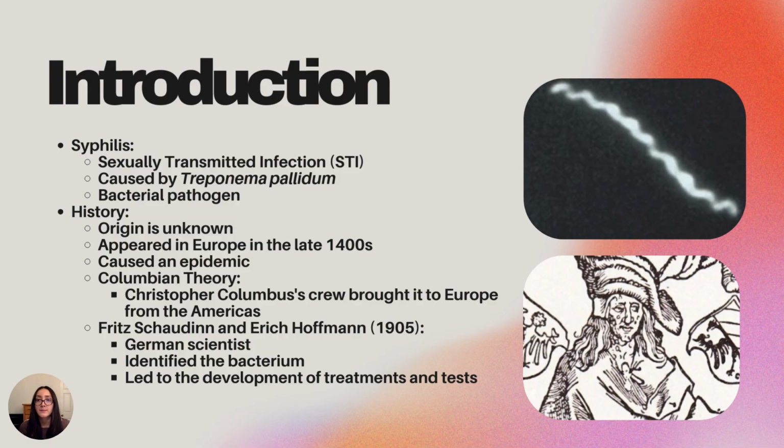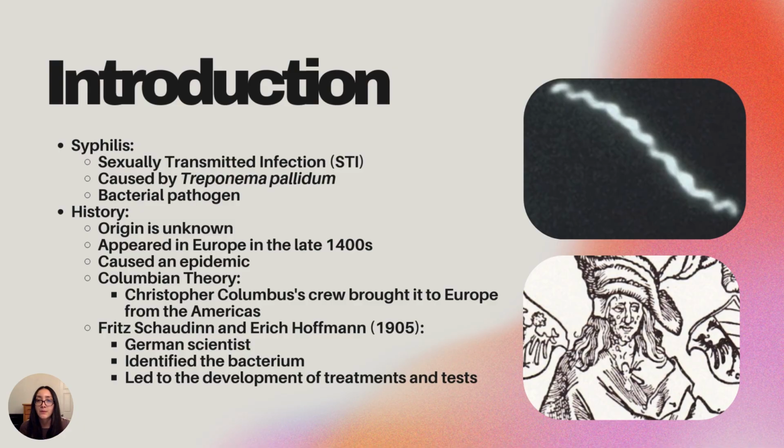The most widely accepted theory of syphilis' origin is the Columbian theory, and this suggests that Christopher Columbus's crew brought it back to Europe from the Americas. And in 1905, two German scientists, Fritz Schaudinn and Erich Hoffmann, identified the bacterium that causes syphilis. Their discovery helped the development of both tests and treatments for the disease.